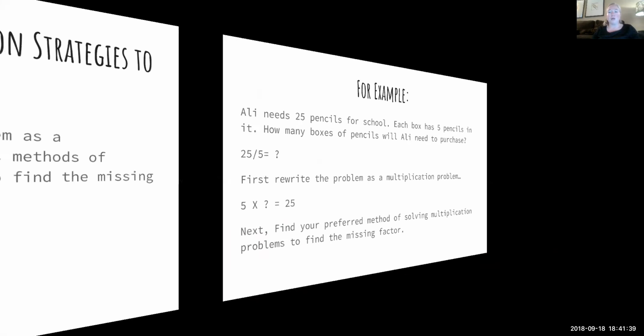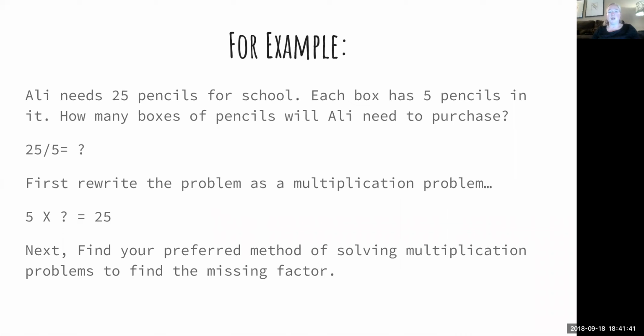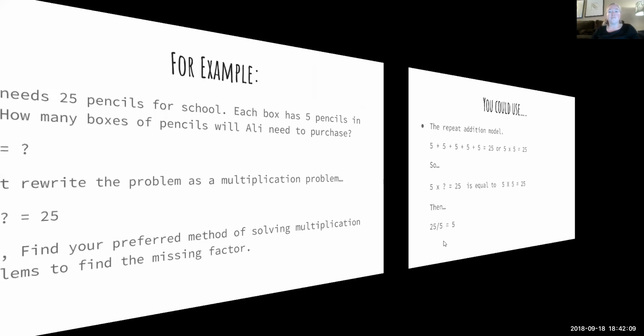For example, Ali needs 25 pencils for school. Each box has 5 pencils in it. How many boxes of pencils will Ali need to purchase? 25 divided by 5 equals what? We're looking for the missing factor. First you need to rewrite the problem as a multiplication problem: 5 times what equals 25. Next, choose your preferred method of solving multiplication problems to find the missing factor.